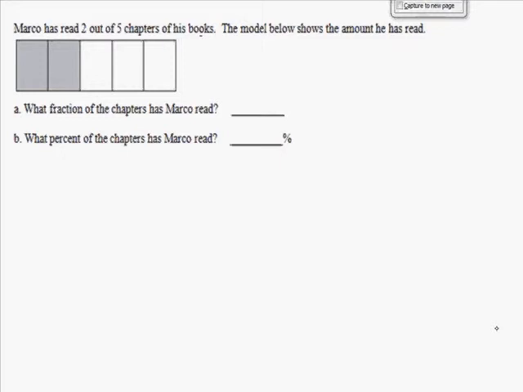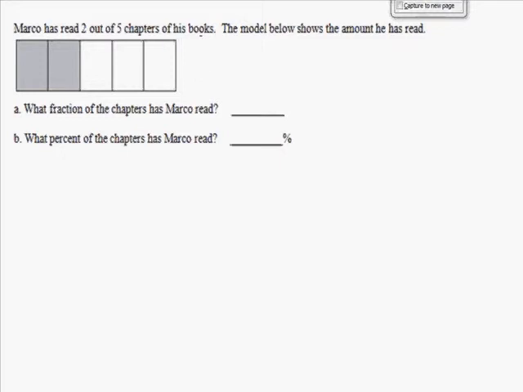Marco has read 2 out of 5 chapters of his books. The model below shows the amount that he has read. See, 2 shaded out of 5. 1, 2, 3, 4, 5. Great. What fraction of chapters has Marco read?